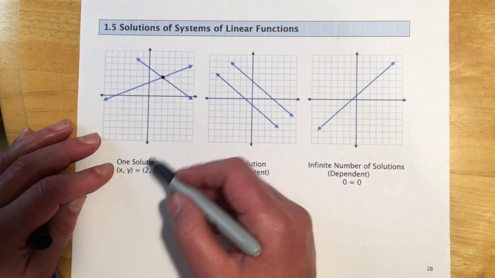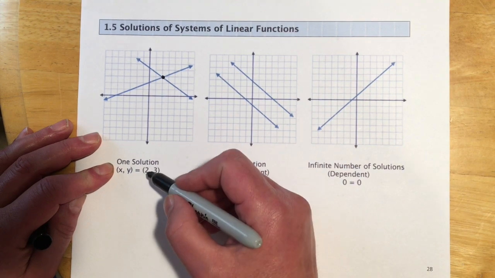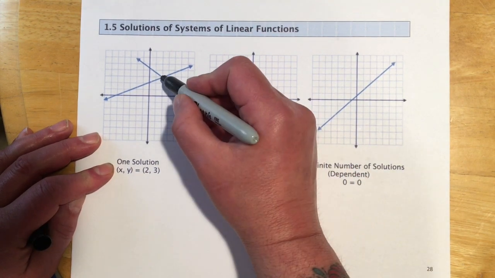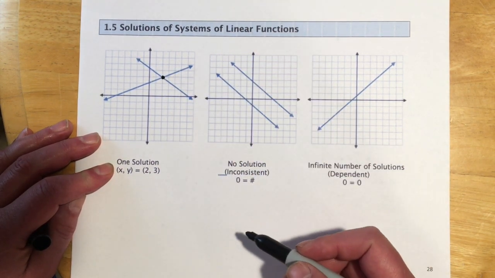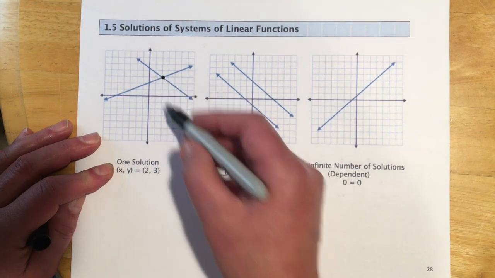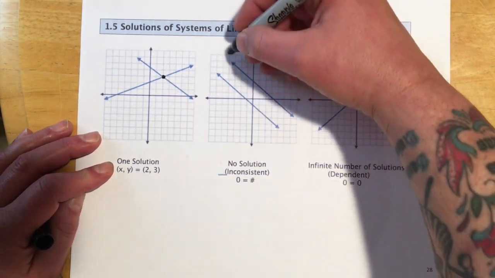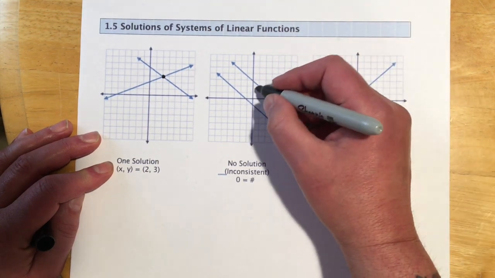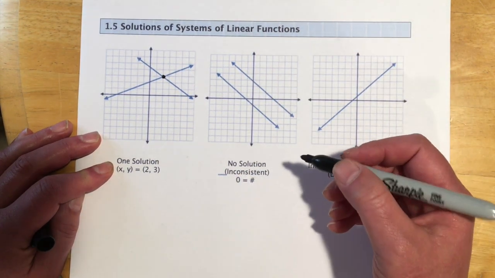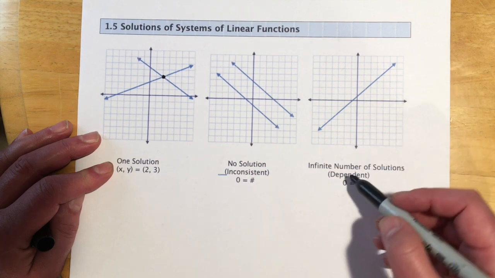So the first and kind of the most common thing is that there's an answer, and when that happens, there's one solution, and it's going to be the point of intersection of these two lines, so in this case (2, 3). The other two things that can happen are, one, the lines are actually parallel to each other, so they're never going to cross, so that's no solution. We'll have the same thing in 3 dimensions.